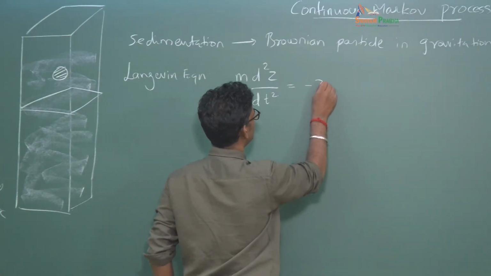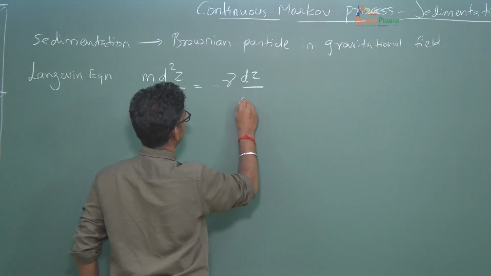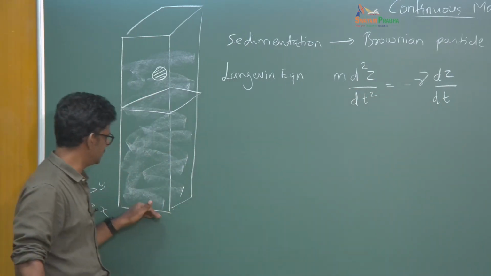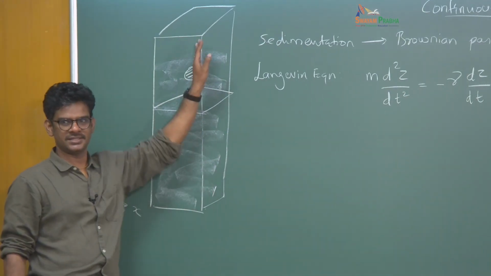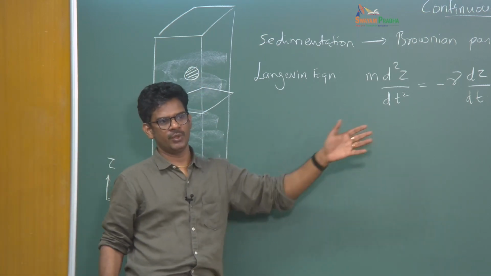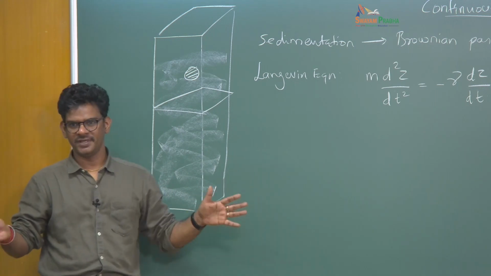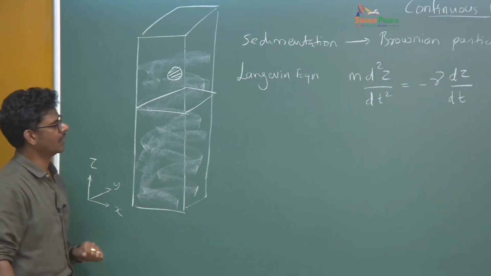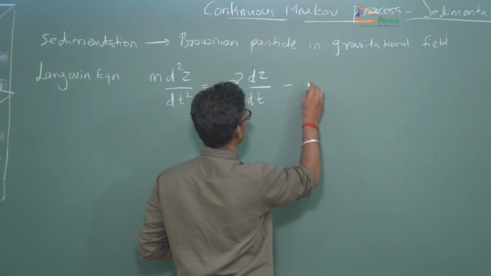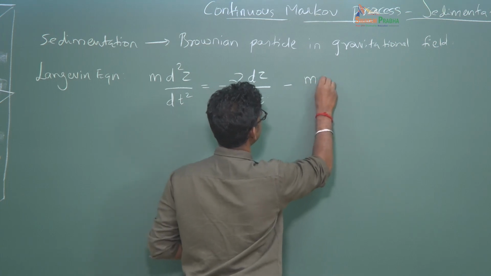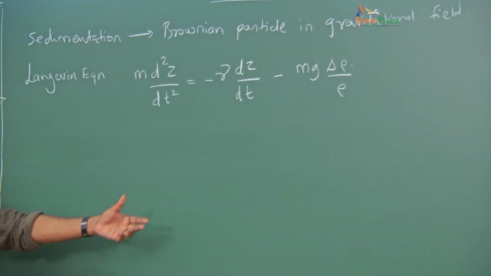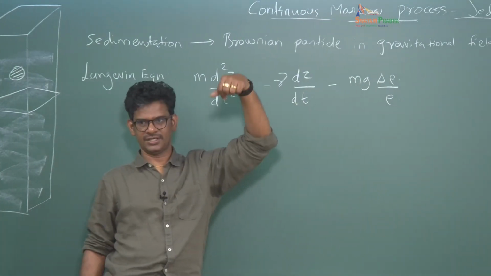So here you have gamma dz by dt, where z is the z position of the particle. As I said, I am doing only one dimension. If you want to do the other dimensions, you have to write the same Langevin equation in the x and y directions with no external field. It's going to be a free Brownian particle. So then we have this, which is going to be the gravitational force acting on the particle in the z direction.